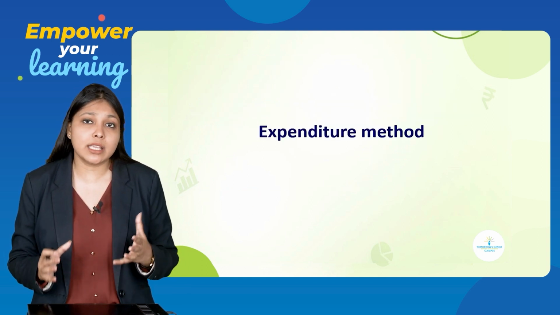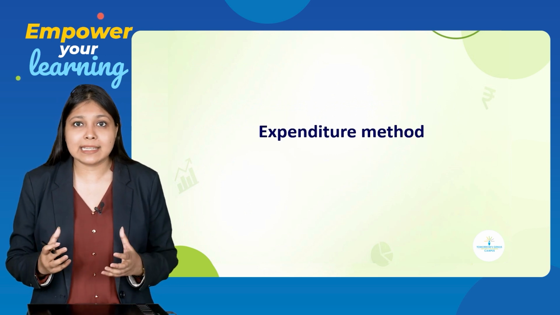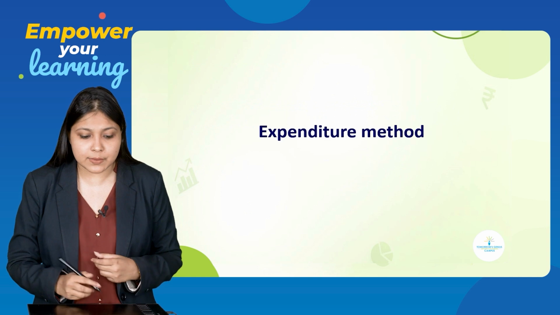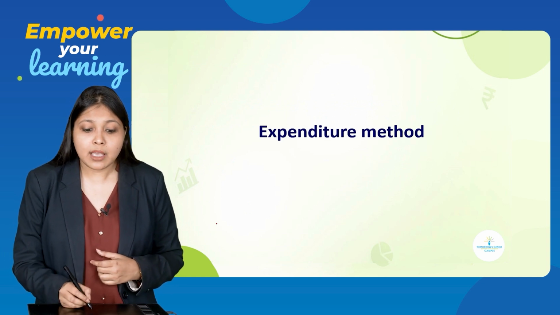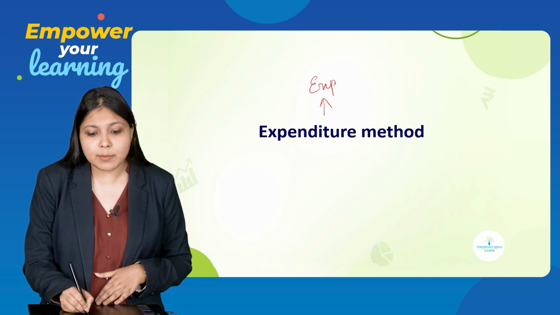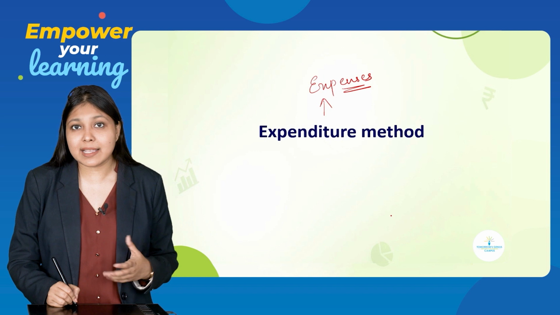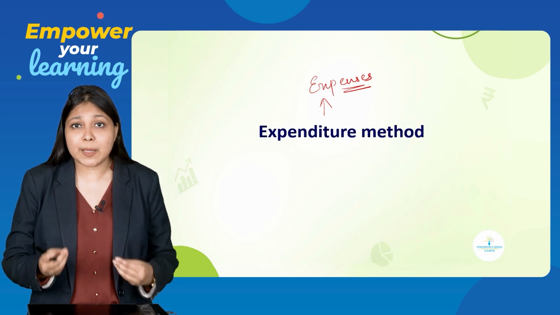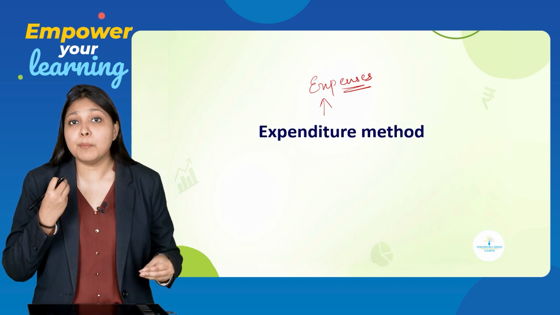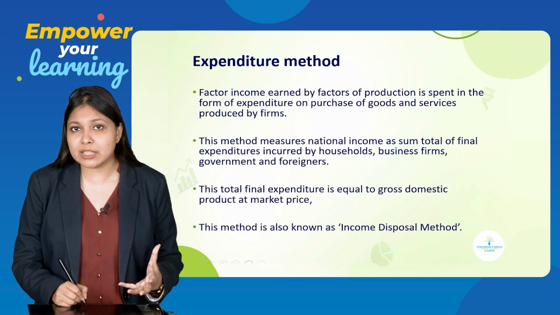The last and the important method is your expenditure method. What exactly is the expenditure method? Let us move towards it. From the name itself, you can understand that expenditure is nothing but expenses. Expenses means when we spend money, it's an expense for us. So that is what the expenditure method is.